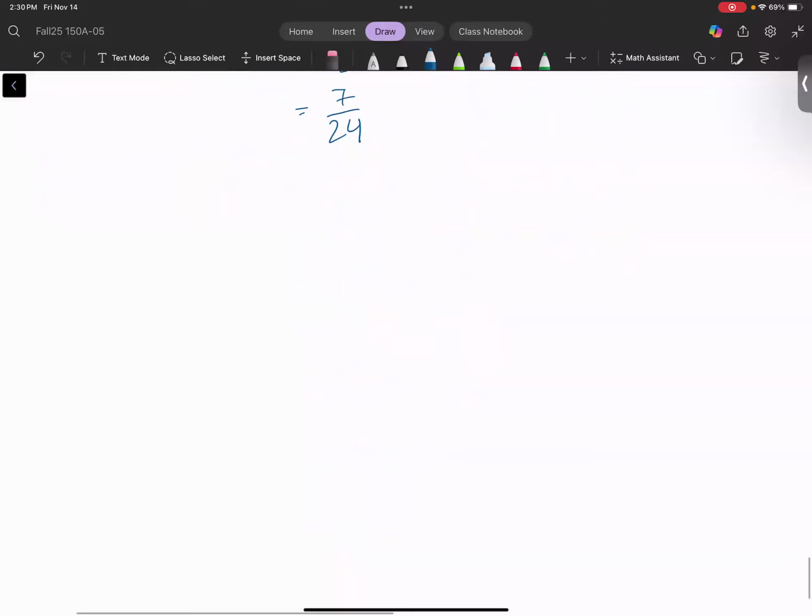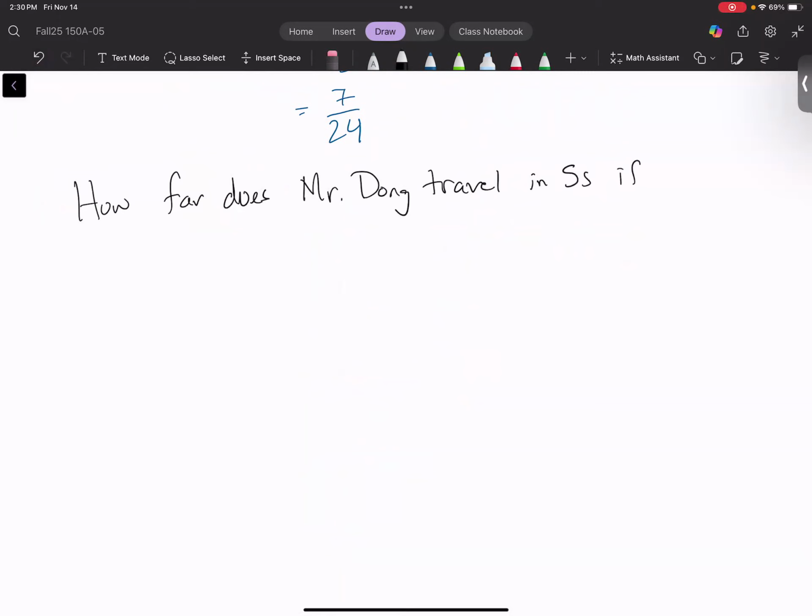Okay. So let's just look at one more thing very quickly. We're going to look at how far does Mr. Dong travel in 5 seconds if his velocity of t is equal to 5 plus 2t, right, feet per second. How far do I travel? Okay, so this is getting at the idea of the total area where we take the absolute value.